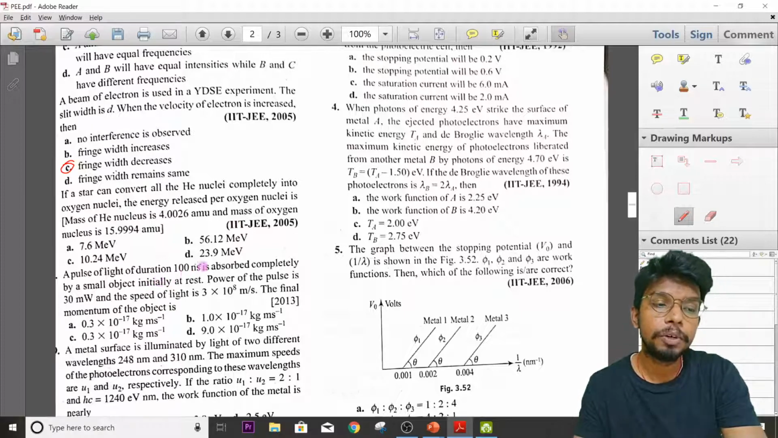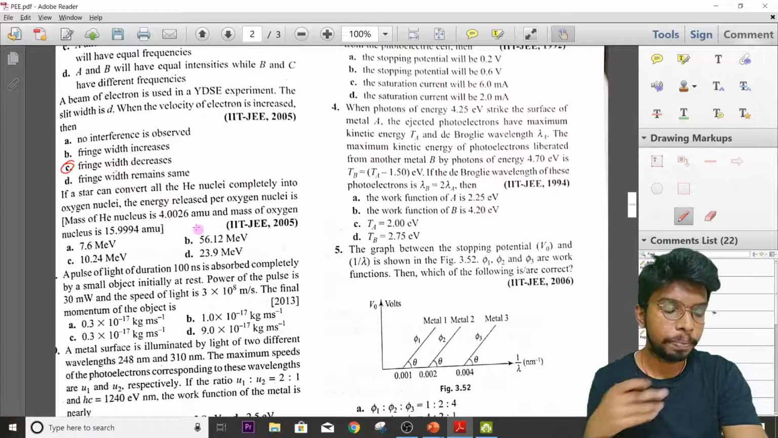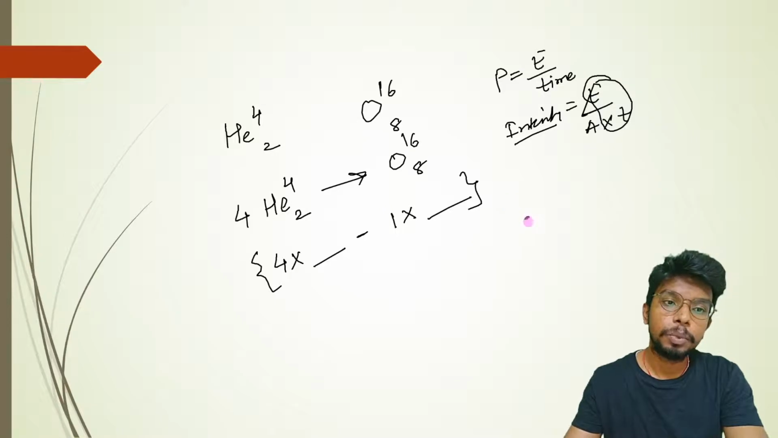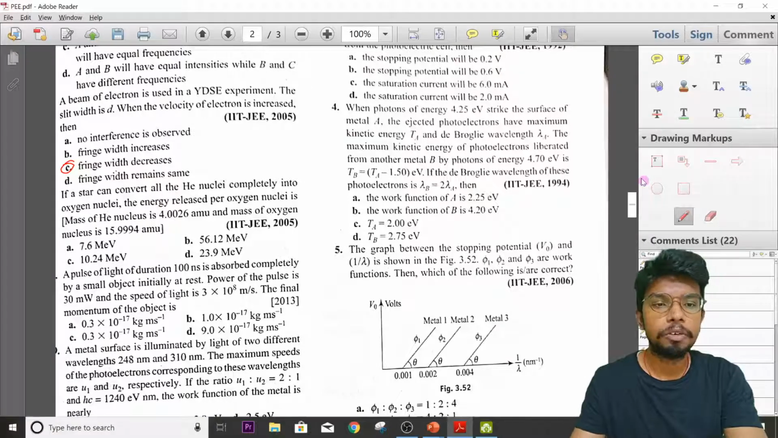A pulse of light of duration 100 nanosecond. That means a light was switched on for 100 nanosecond. There is a pulse of light absorbed completely by a small object initially at rest. There is an object which is initially at rest and it absorbed this pulse of light, whatever this pulse of light which has a time 100 nanosecond.